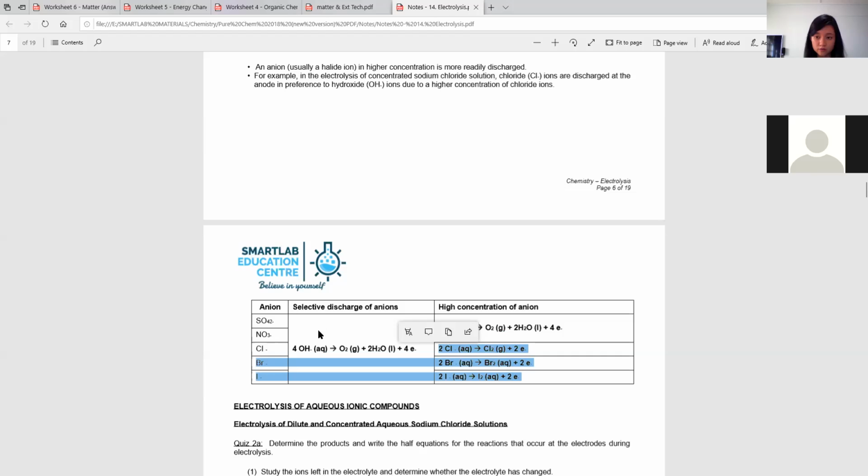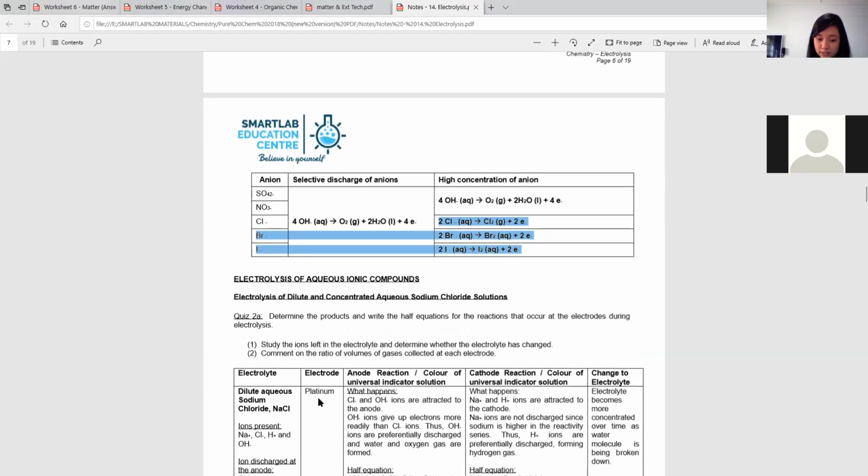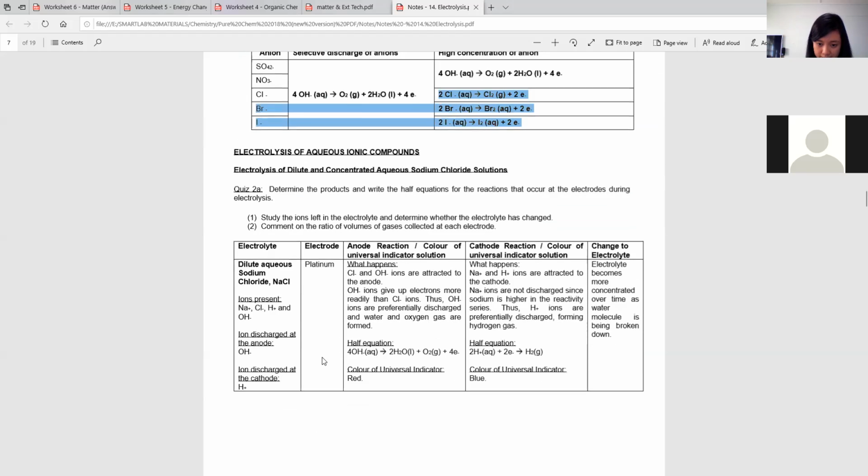Okay, then you have both half equations. Then for your overall equation, it's the same thing: the left and the right add up together. So for example, let's say the electrolyte is dilute, they use the word dilute, aqueous sodium chloride. Straight away you must know that there's Na plus, there's Cl minus, and because it's aqueous, there's also H plus and OH minus.